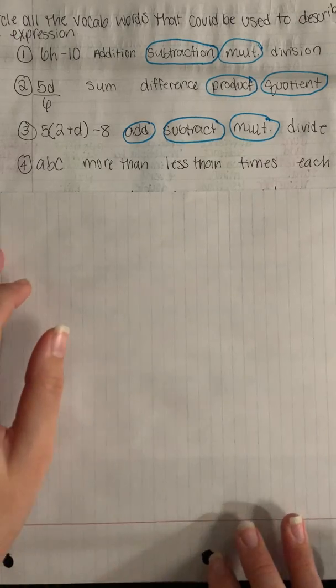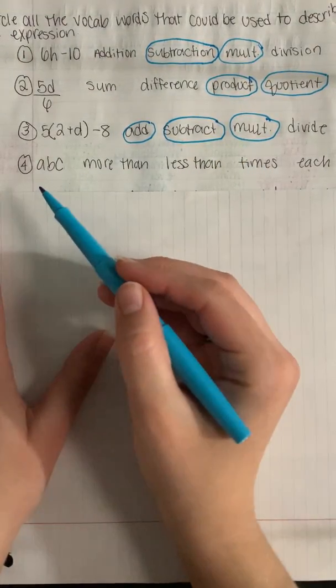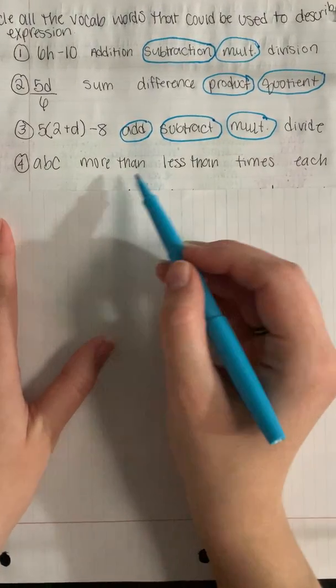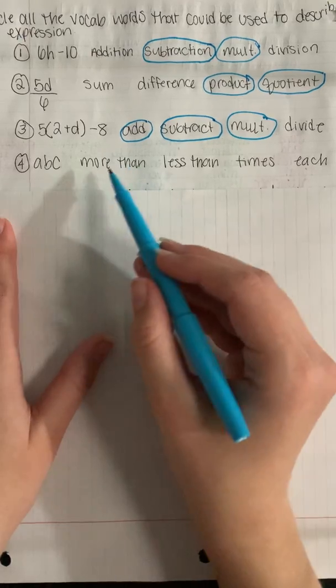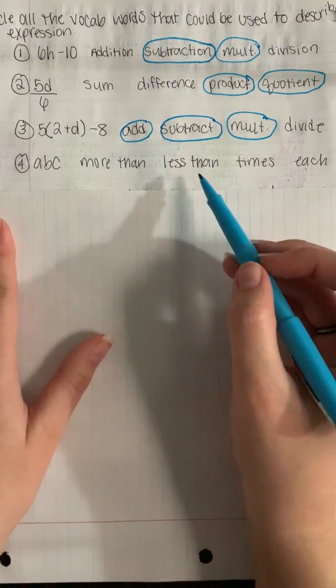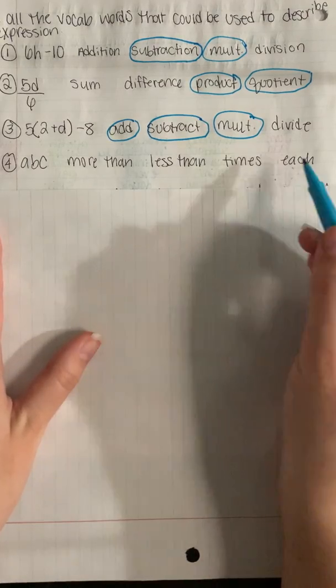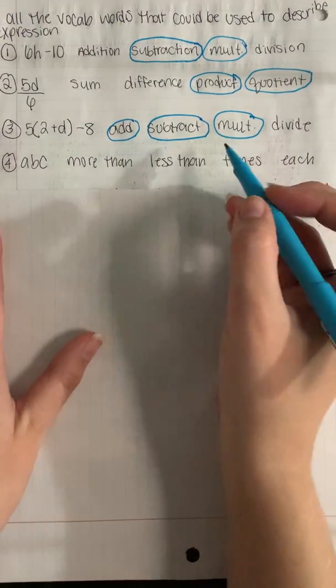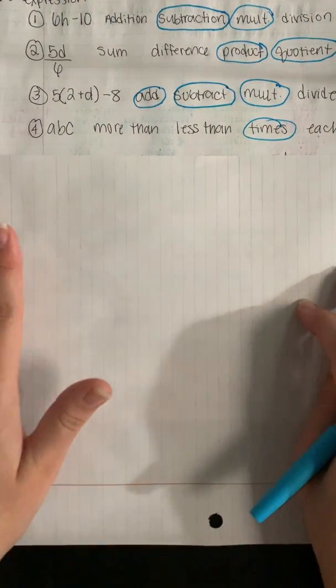And then for number 4, we have A times B times C, or the product of A, B, and C. So more than will not describe this. That means adding, so that doesn't work. Less than means subtracting, so no. Each would be division, so no. But we are multiplying, so we can use times to describe this expression.